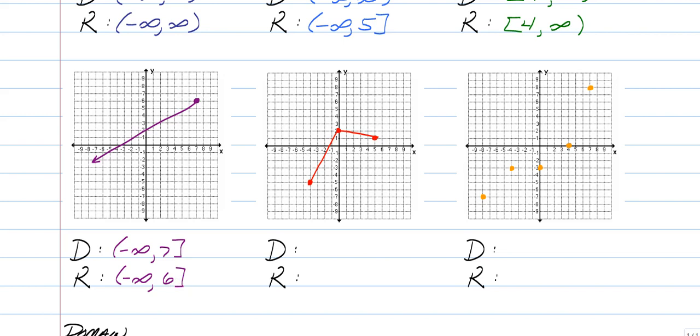The red one has a left and a right, and a bottom and a top. This one will not have any infinities because we don't have any arrows. So the leftmost point is a -4.